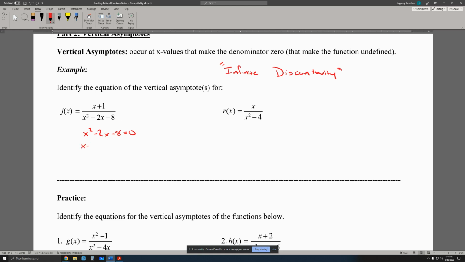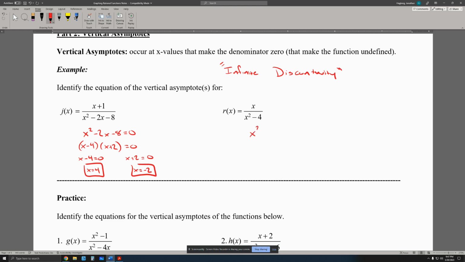So I'm going to go ahead and factor this. We have x minus 4 and x plus 2 is equal to 0. Setting each of those equal to 0 with the zero product property, we get the equations x equals 4 and x equals negative 2. And notice that these are equations for vertical lines. These are where the function is undefined. Okay, these are the vertical asymptotes.